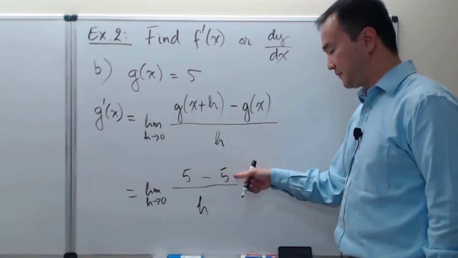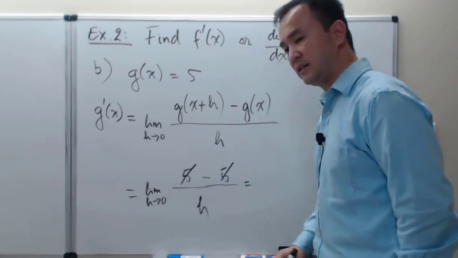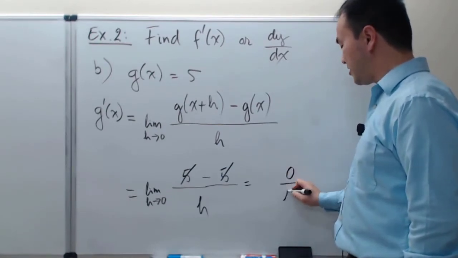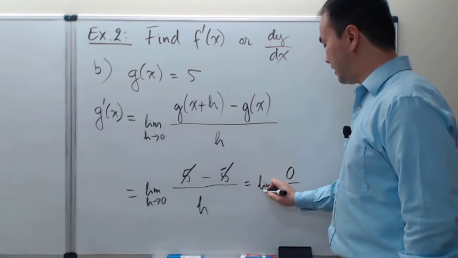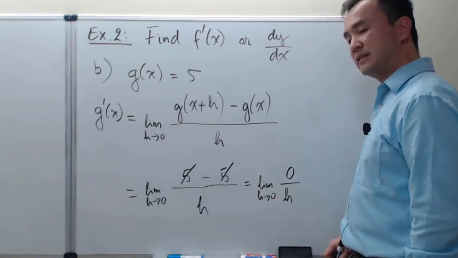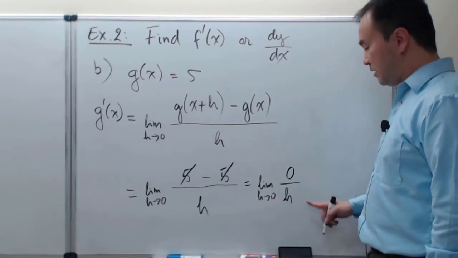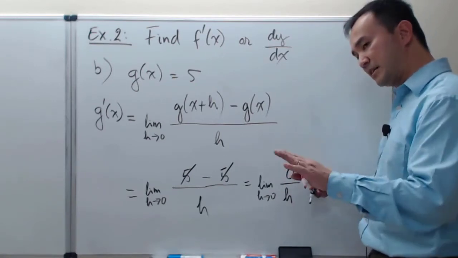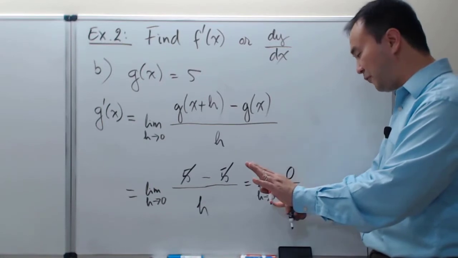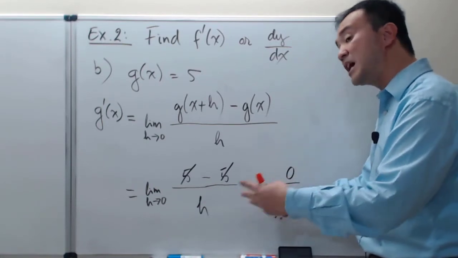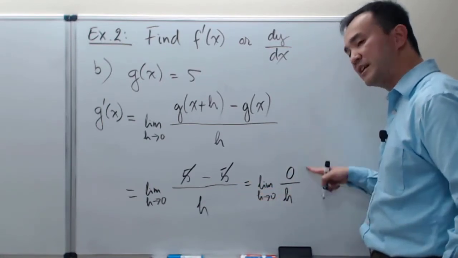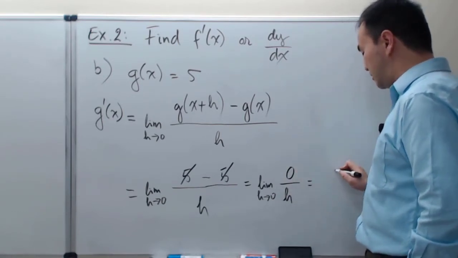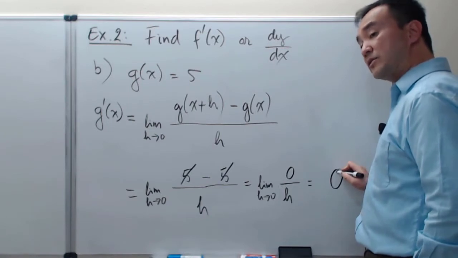5 minus 5, opposite terms canceled out, and now we're looking at 0 over h. Now we're attempting to take the limit as h goes to 0. But look at how good that is. 0 over h: the 0 here is already the number 0, so before h even becomes 0, the entire expression is a 0 value. So our final answer here is 0.